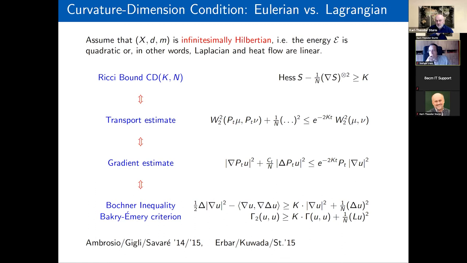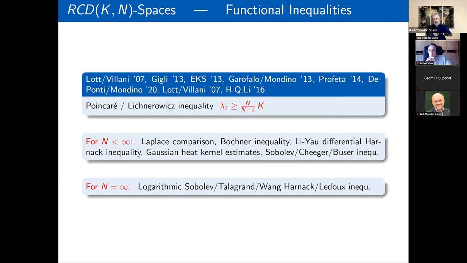So we have plenty of analytic inequalities, and I can only mention some of them. Of course, the most basic one, known from the very beginning, is the Poincaré or Lichnerowicz inequality, which provides us with a sharp estimate for the spectral gap in the case of a positive K, valid in both cases, for finite N or for infinite N. And for finite N, we have then important further results, for instance, the Laplace comparison by Nicola Gigli, the Bochner inequality, as already mentioned. And as a consequence of the Bochner inequality, there is this whole machinery of Li-Yau calculus, which leads to differential Harnack inequality, Gaussian heat kernel estimates. We further have sharp Sobolev inequalities, Cheeger inequality, Gromov inequality, and so forth.